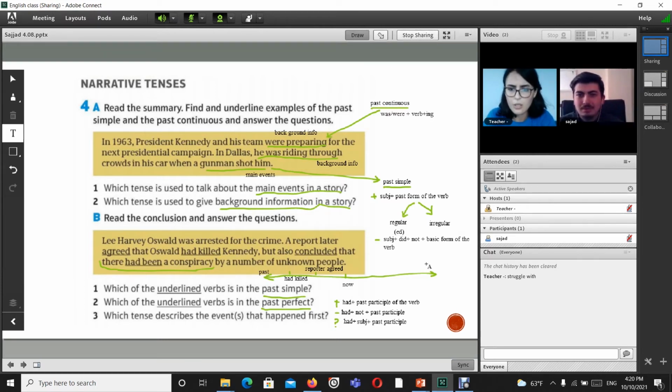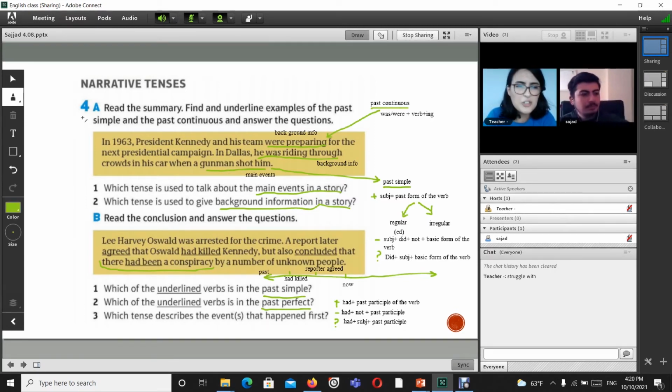And what is the question form? Did gunman shoot him? Good. So it is did plus subject plus the basic form of the verb and the rest. Good. We are not done.